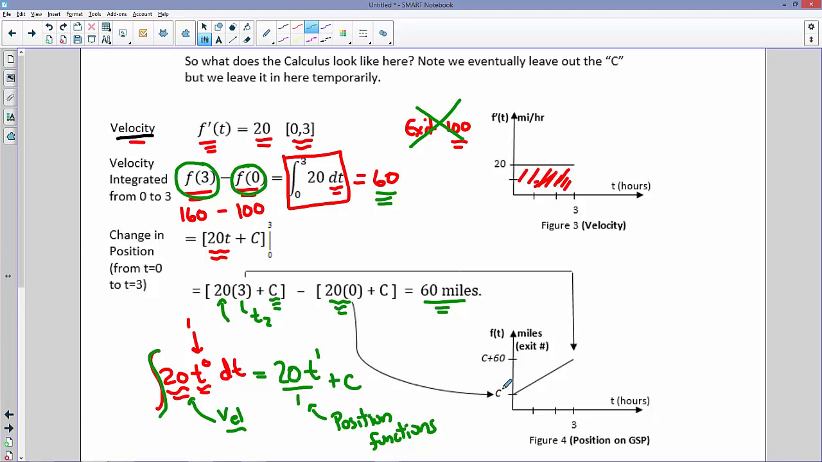Okay, so here it is illustrated. This could have been 100 like we just said a minute ago. Here's C. All we know is that when you have a velocity graph like this, it produces a delta, a change, right? A delta f is 60. Or, as we said earlier, f of 3 minus f of 0 equals 60, regardless of what exit you started at.